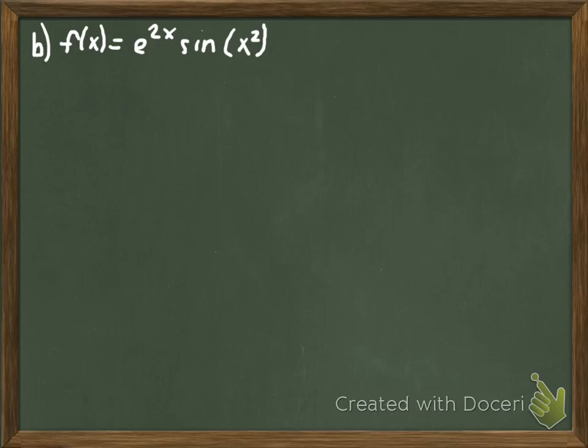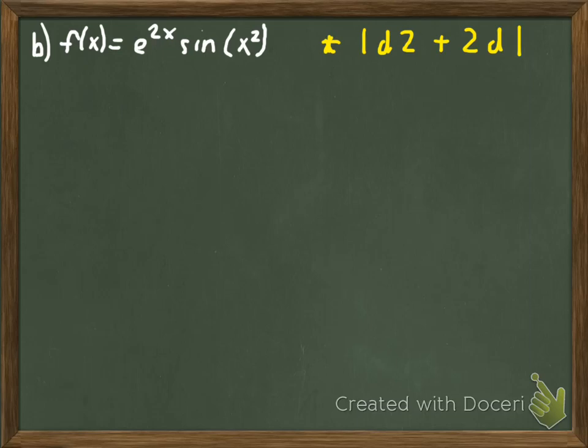And this time the product rule is going to come into play because you see we have e to the 2x times the sine of x squared. And remember that whenever you're trying to use the product rule, the way we learned that was this. You do the first function times the derivative of the second function plus the second function times the derivative of the first function. 1d2 plus 2d1. Alright, let's go for it.